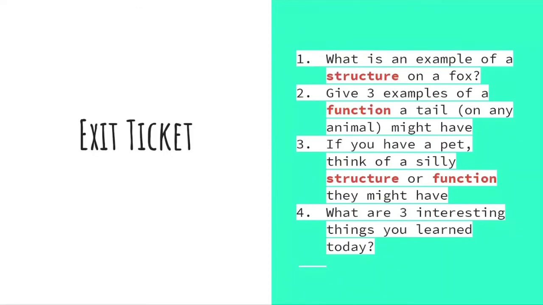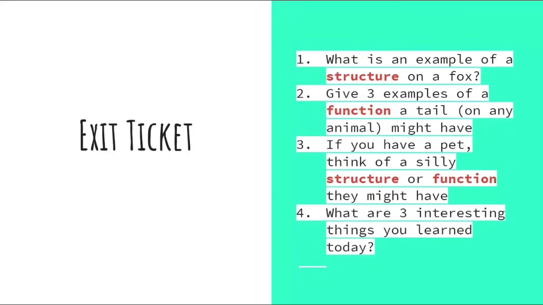Starting on the first question, what is an example of a structure on a fox? For the second question, give 3 examples of a function a tail might have on any animal. For number 3, if you have a pet, think of a silly structure or function they might have. Last but not least, number 4, what are 3 interesting things you learned today? As you are thinking about these questions, please take a few minutes to answer them. And before you leave, give your paper to your teacher.